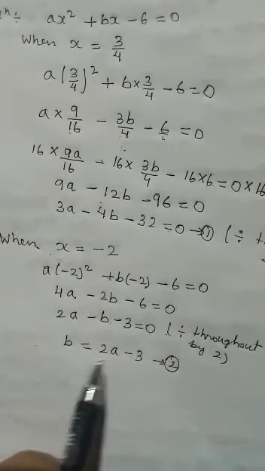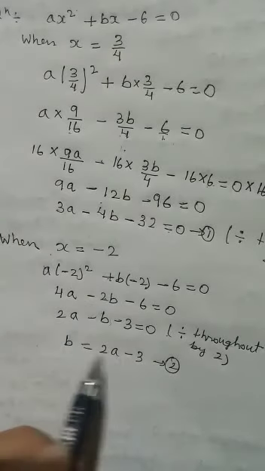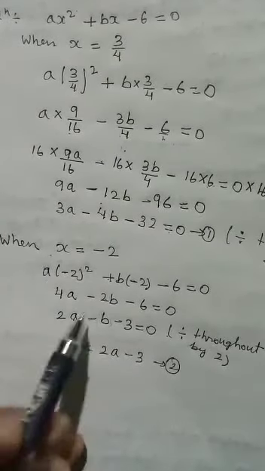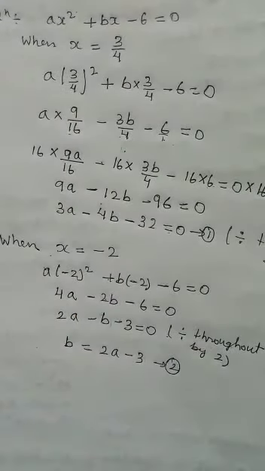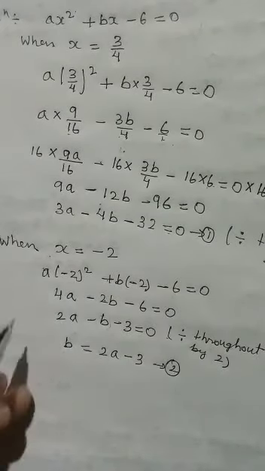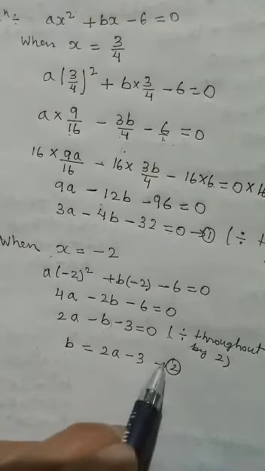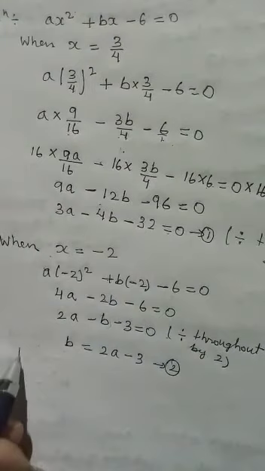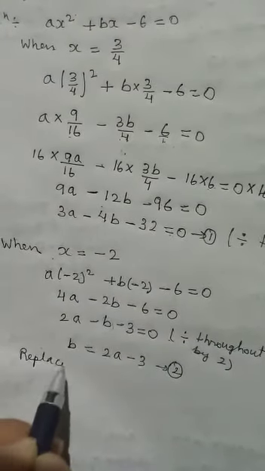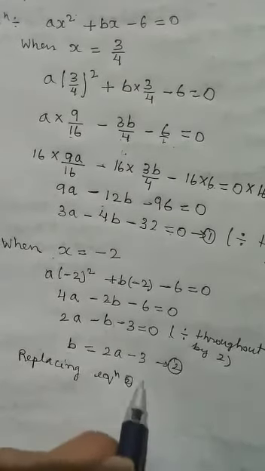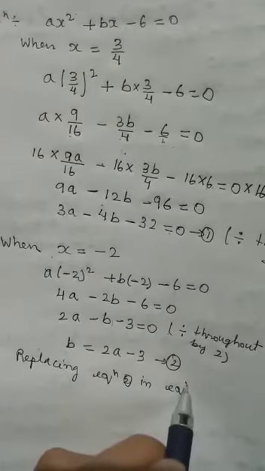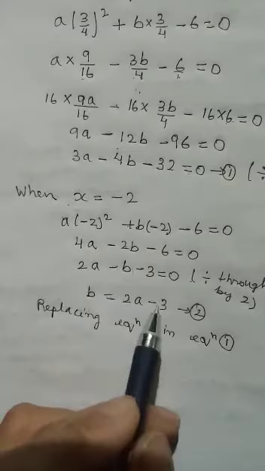Then we have to find the value of a and b. We already have a and b here. So in order to get the value, we can replace it here. Instead of b here, we can replace with this. Because whenever we have two alphabets, we need to remove one alphabet first so that we can find the other. Okay. So let us replace this one in equation 1. So we can write replacing equation 2 in equation 1. So everywhere remains the same, only in place of b we can put 2a minus 3.